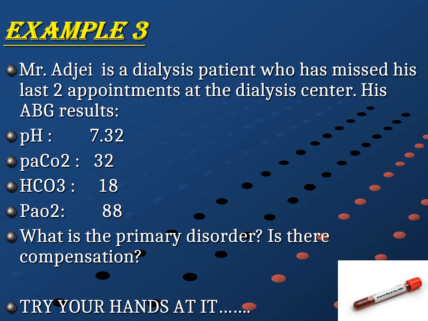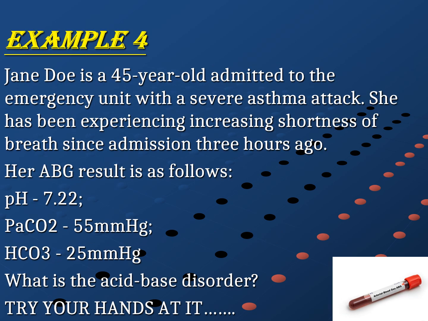Example 4. Jane Doe is a 45-year-old admitted to the emergency unit with a severe asthma attack. She has been experiencing increasing shortness of breath since admission 3 hours ago. Her ABG result is as follows: pH 7.22, PaCO2 55 mmHg, HCO3 25 mmHg. What is the acid-base disorder? Try your hand at it.